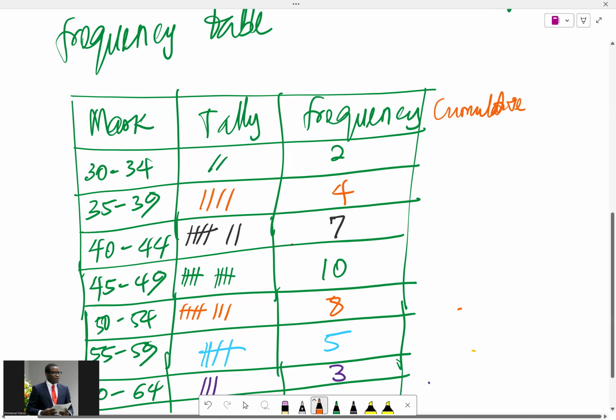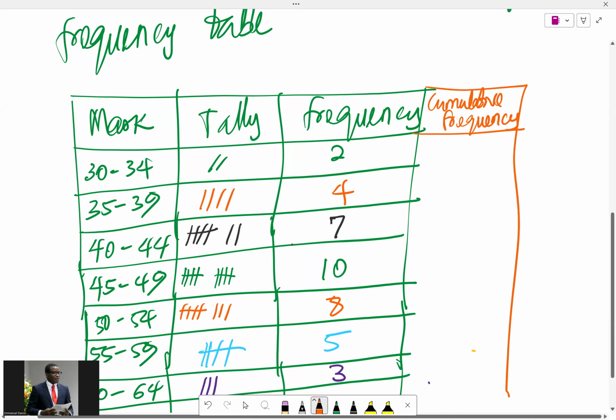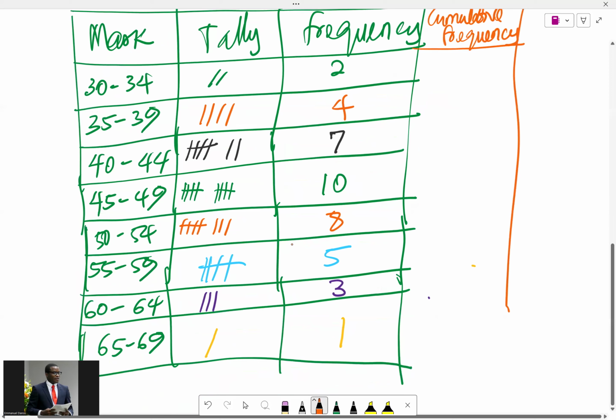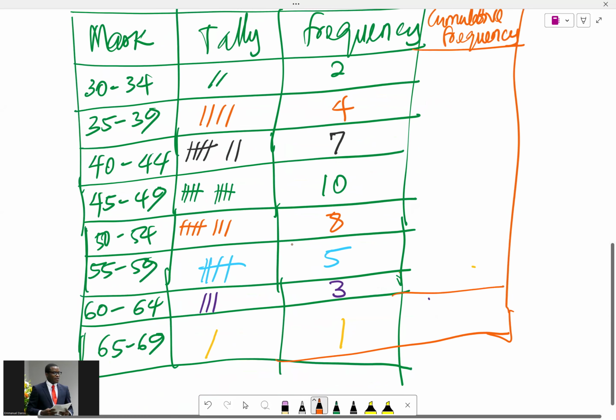Cumulative frequency. Let me save space. Cumulative frequency. So this will help us know if we are in order.